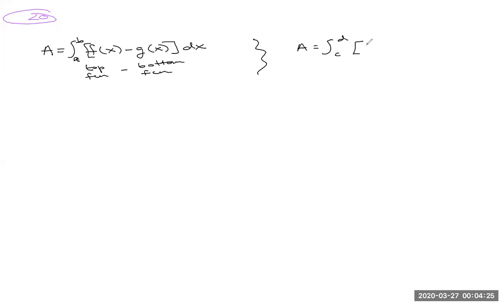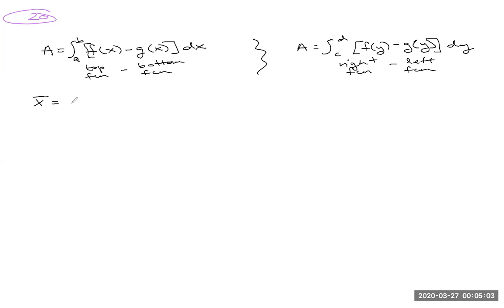And then we would have something like, let's see, we'll just still use the same functions. F is a function of y now, and G is a function of y. And you would be taking the rightmost function minus the leftmost function. I'm going to be working in x today.